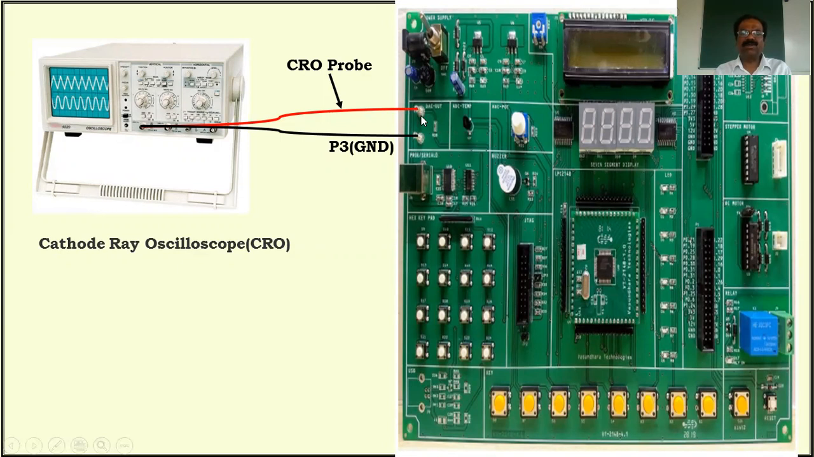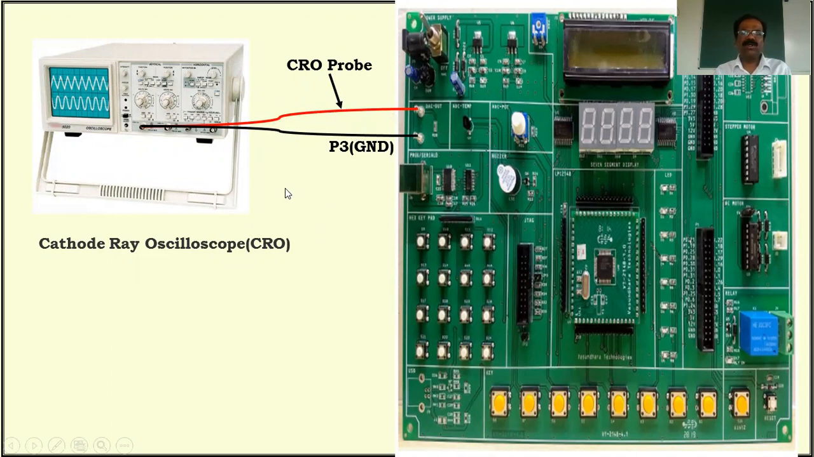Therefore, there will be terminals labeled P2 and P3. This has to go to the ground of a CRO probe. If you look at a CRO probe, there will be 2 terminals, one red and another black. Because it's a DC, the polarity is very important. Therefore, the red has to go to P2 for positive, and the black to ground. This is the connection.